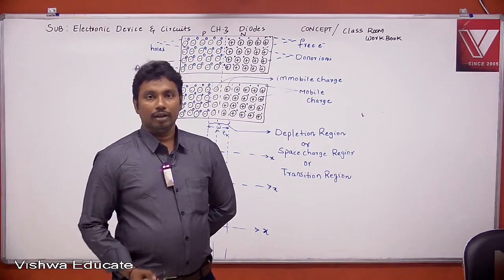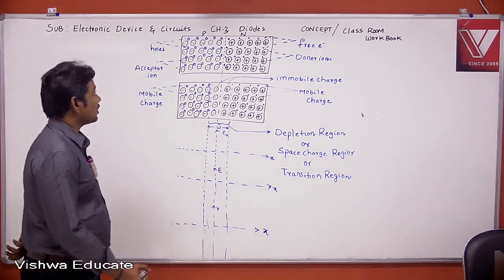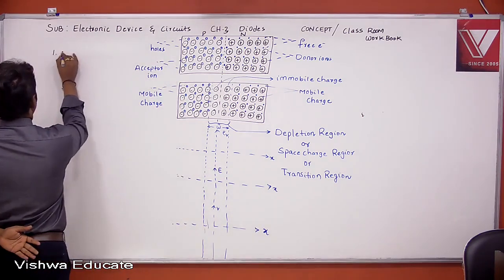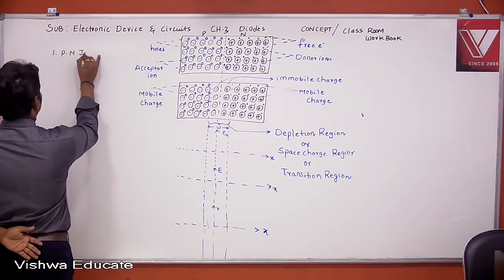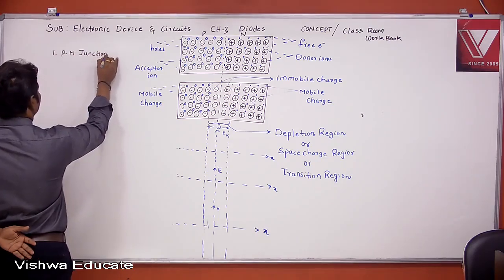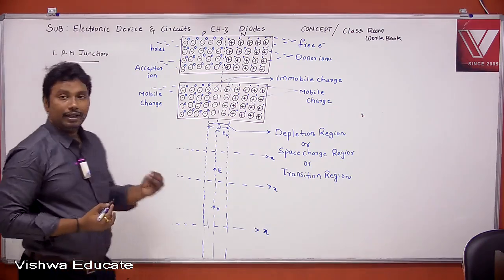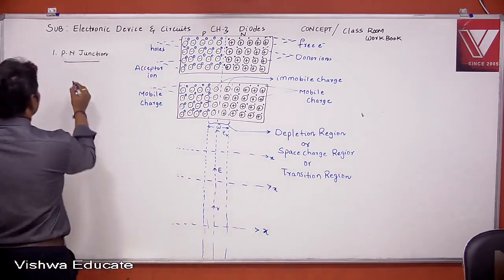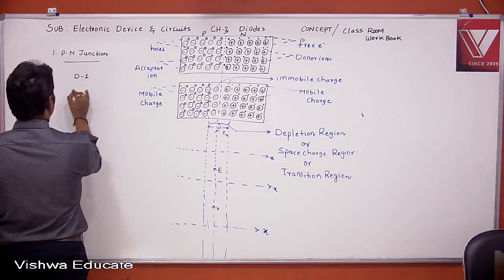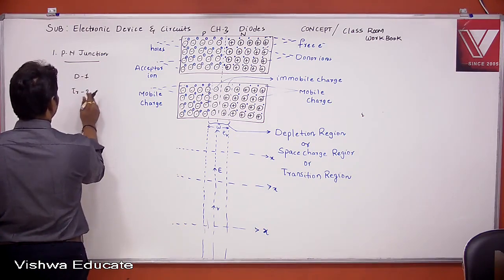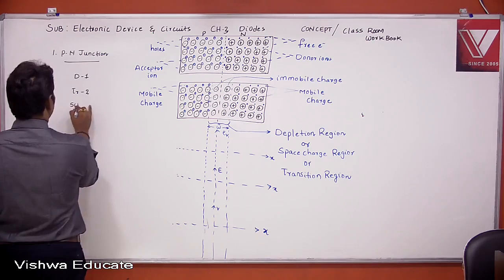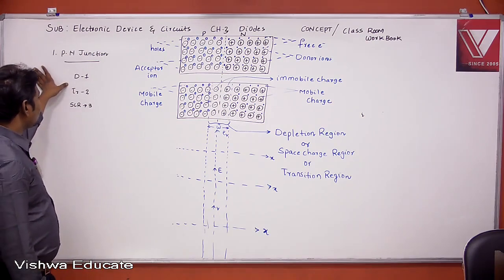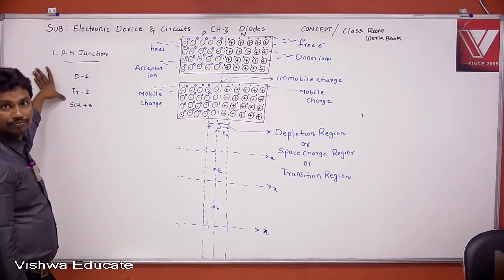Hello all. Today I will start with chapter 3, that is diodes, and the subtopic PN junction. Any electronic device has at least one PN junction. For example, a diode has how many PN junctions? One. A transistor has how many? Two. That may be a BJT or FET. The SCR has how many PN junctions? Three. That means any electronic device has at least one PN junction.